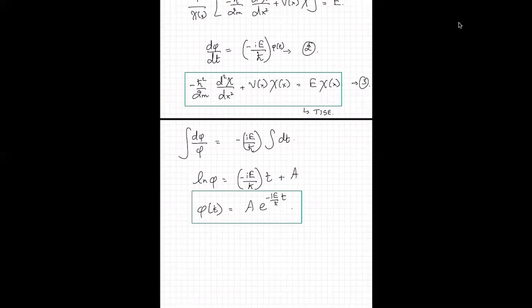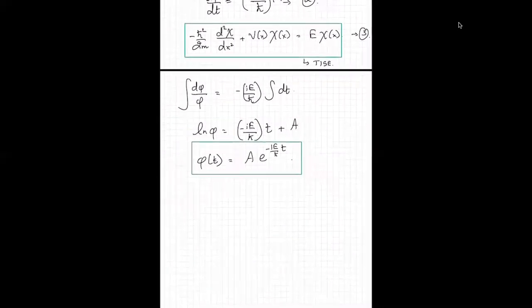It's actually very straightforward why we call it that. There is no explicit dependence on time, and the wave function chi is only a function of x. So this is called the time independent Schrodinger equation. And that is pretty much it.